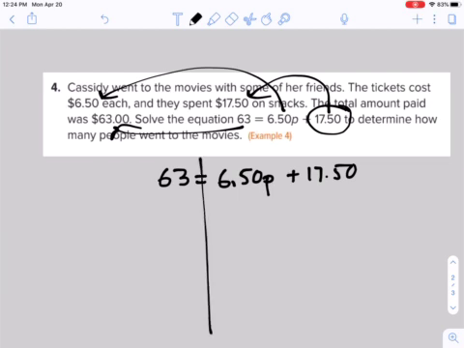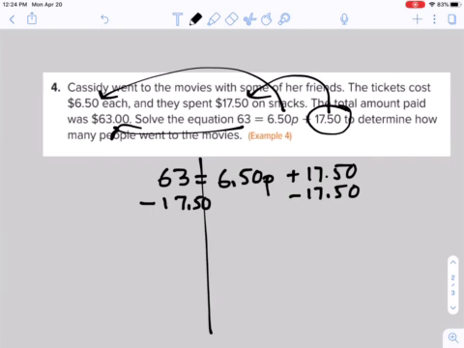So now with this, we just want to solve this. All right? So our cows in this case, cows and chickens, right? Our cows are 6.50P. And our chickens would be 17.50 and 63. So we're going to keep the 6.50P on this side of the equation, and we're going to get rid of that 17.50 by subtracting it from both sides. So let's start by doing that. Let's go minus 17.50. This looks a lot uglier than it really is.